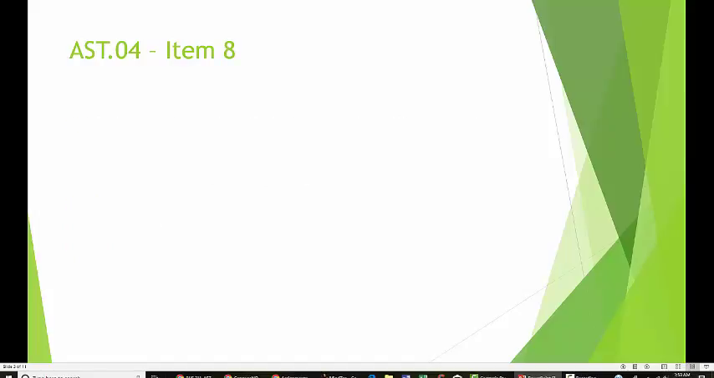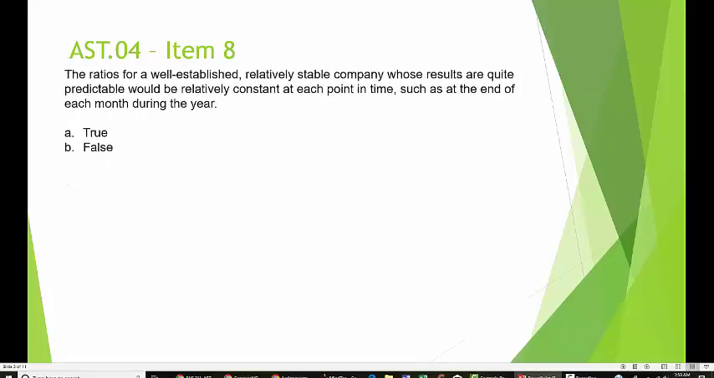Let's take a look at item number 8. Item number 8 says the ratios for a well-established, relatively stable company whose results are quite predictable would be relatively constant at each point in time, such as the end of each month during the year. Now you have to have a little familiarity with financial statements to really respond to this one.